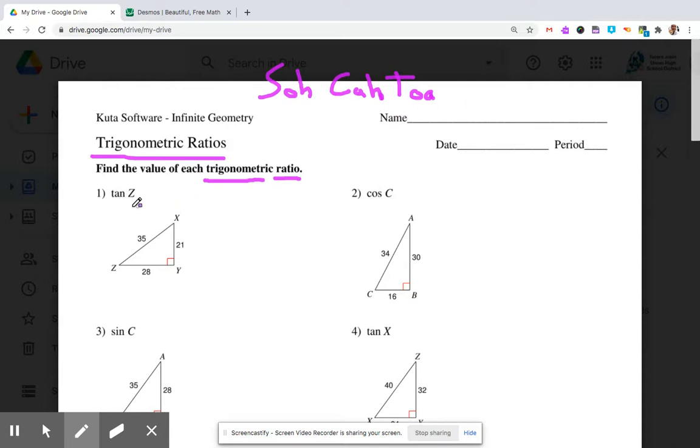So the first one we have is tangent of z. Now it's real important that we mark our reference angle or angle of focus. So they want us to focus on z right here. So I would say tangent of z equals, and then I always want you to write out what the formula or the generalized ratio is. So here is T for tangent, and that's opposite over adjacent. So that's opposite side over adjacent.